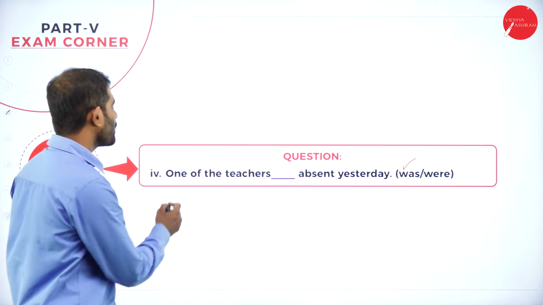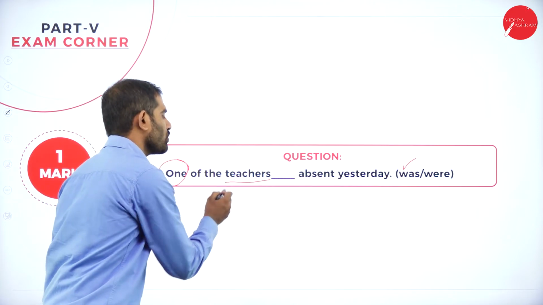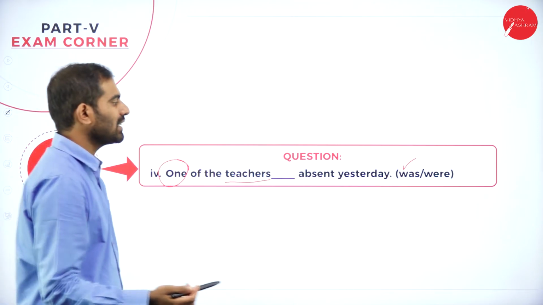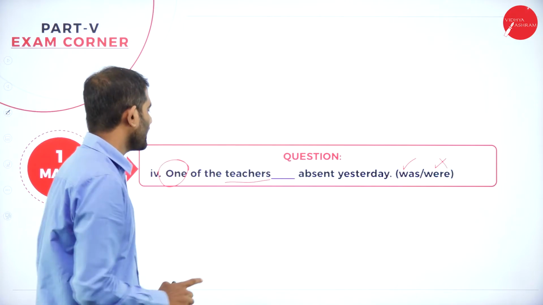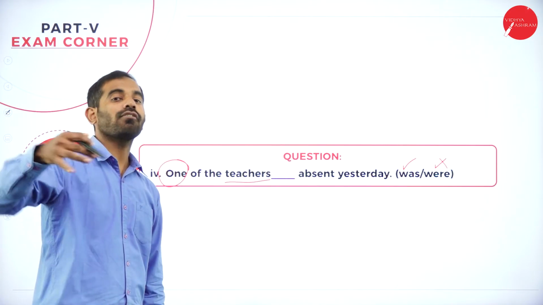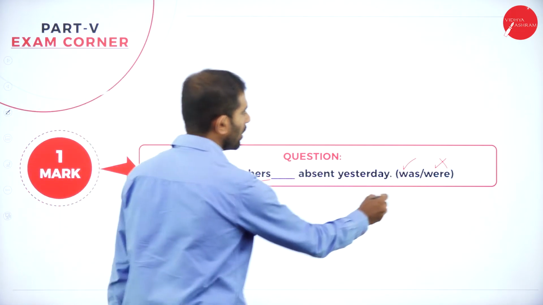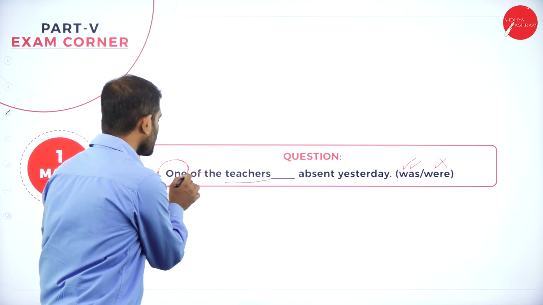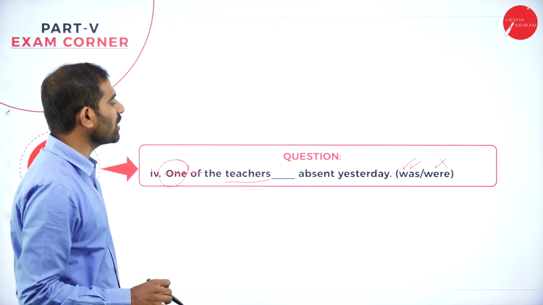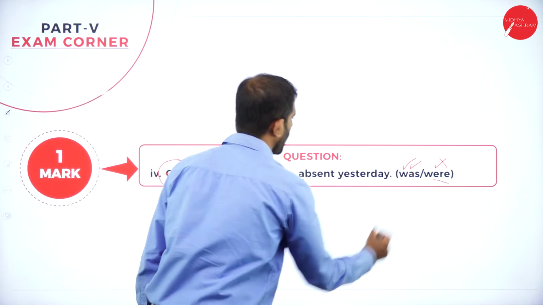Why was? It's because we are talking about one of the teachers. Just because you see the plural form, that doesn't mean it is were. Were is wrong. It is one of the teachers. Out of all the teachers, we are talking about only one. So it is was. If the question would have been the teachers, if I remove this, the teachers were absent yesterday, then it is were.